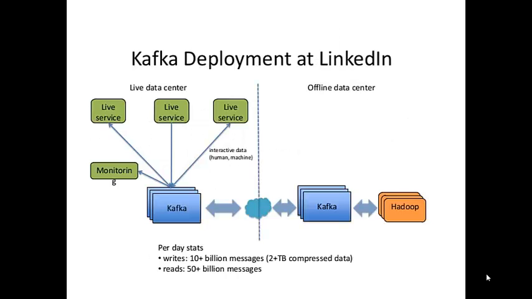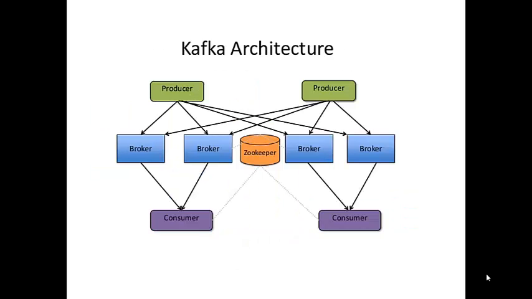Here is how it is deployed at LinkedIn. It's mainly used for log processing. You basically have these different services which provide the data to the queue in Kafka, and Kafka writes the data into the offline data center using the messaging structure and feeds it to Hadoop. As you can see, there are some stats available, which I think say it processes around 10 billion messages per day, which is quite impressive, and reads 50 billion messages per day. So that's one of the implementations of Kafka.